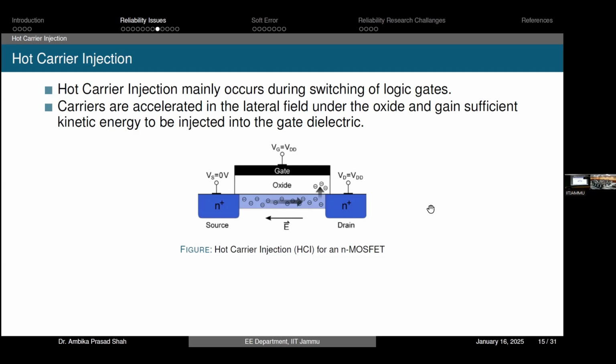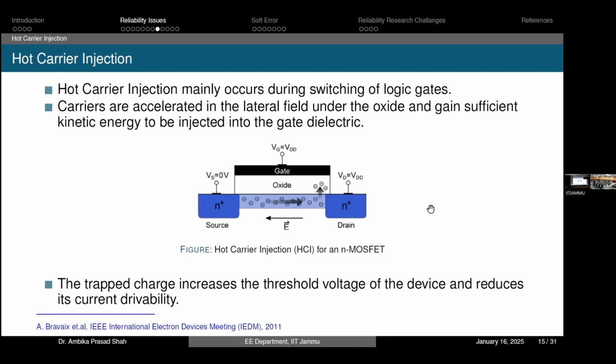So HCI is the second kind of temporal reliability concern, where the threshold voltage is impacted because of the injection of charge particles into the oxide after attaining high kinetic energy. The impact remains the same: they increase the threshold voltage and the current drivability reduces. The increase or decrease in the threshold will also depend on the polarity, of course. Generally this HCI happens during transitions, like 0 to 1 and 1 to 0 transitions.